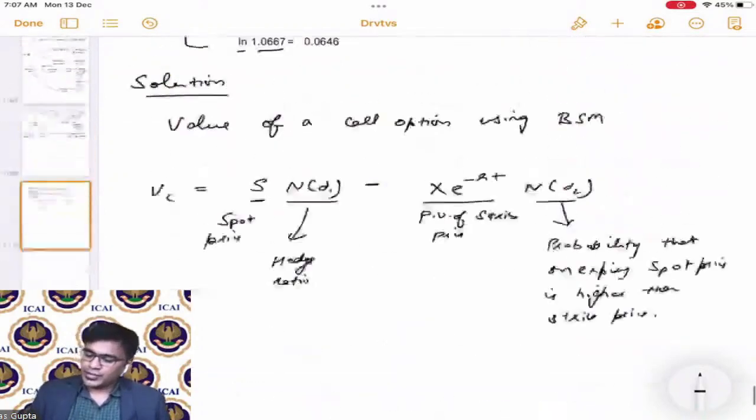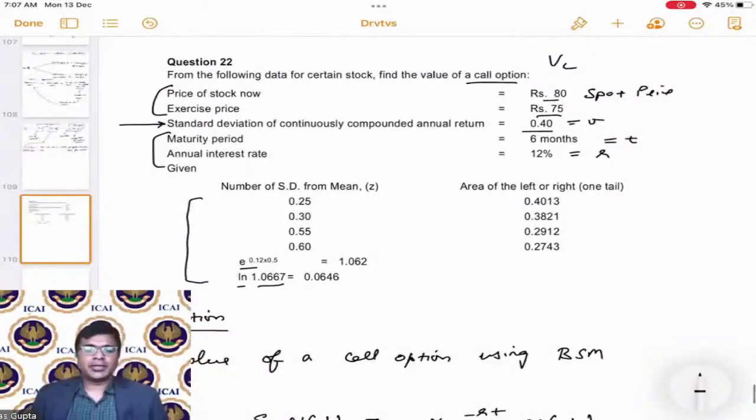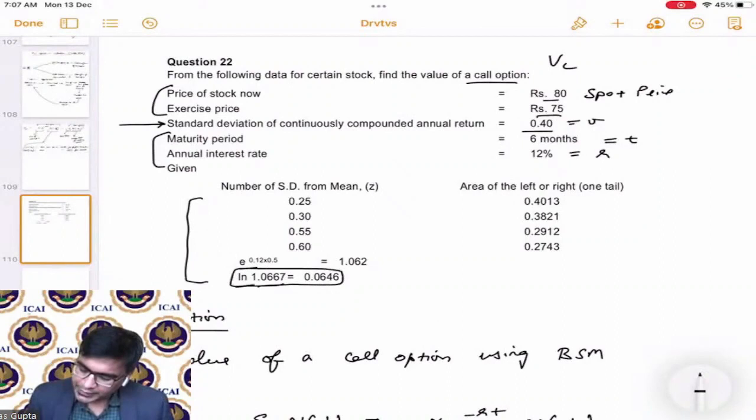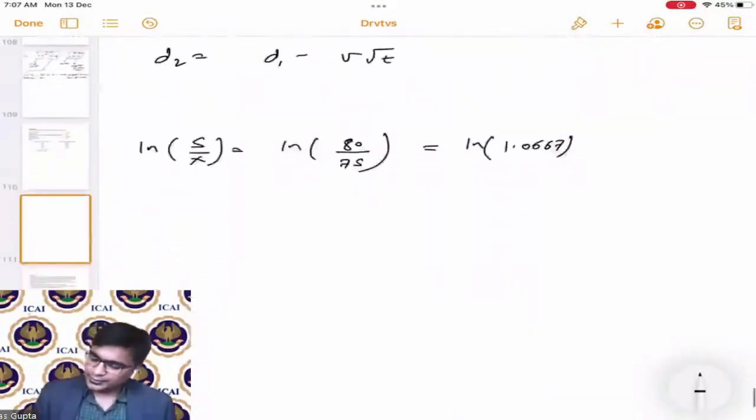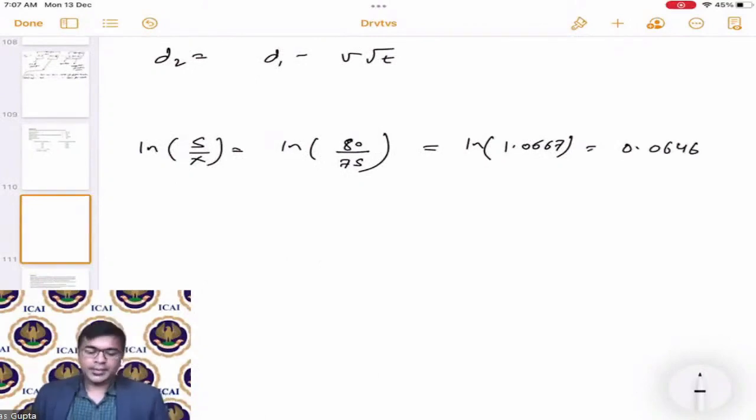Okay. Now, students, if you see, we were given some additional data in the question. We are already given that ln 1.0667 is equal to 0.0646. This is what the natural log of S by X is.